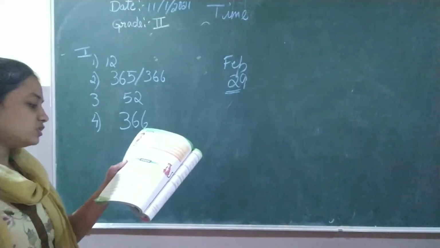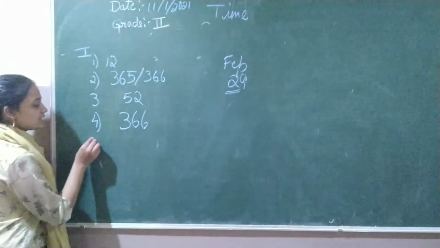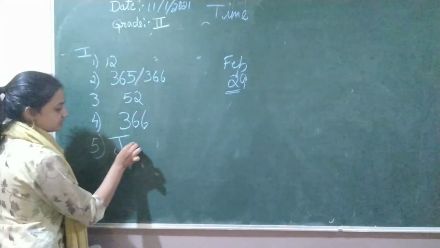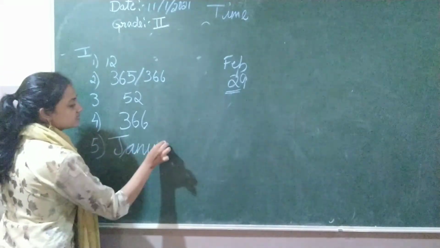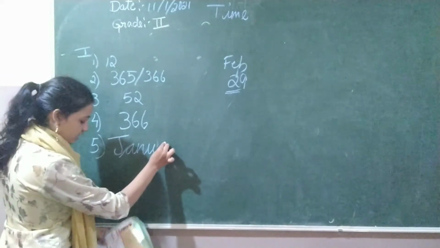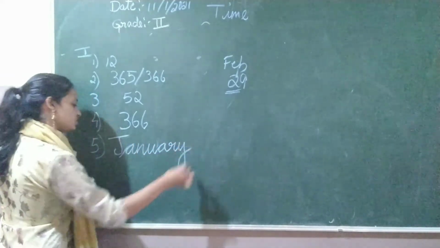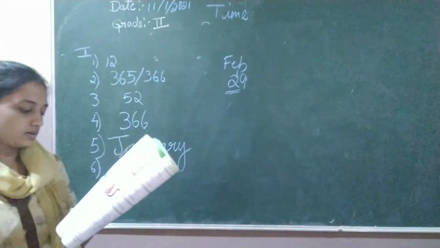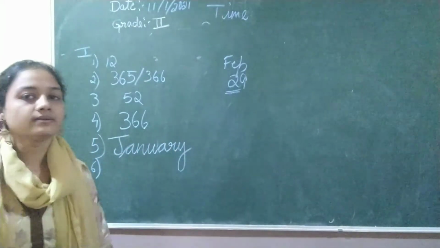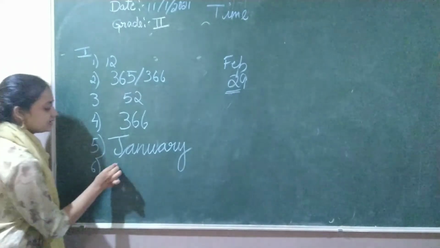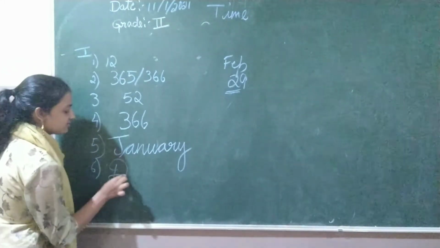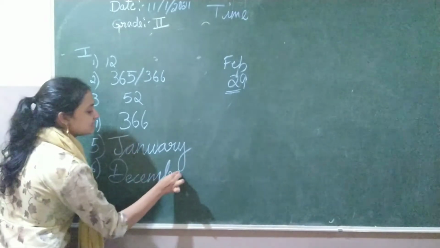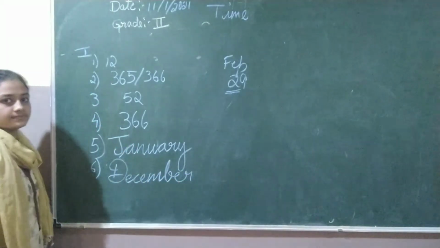The first month of the year is, which is the first month of the year? January. The last month of the year. Which is the last month of the year? December.